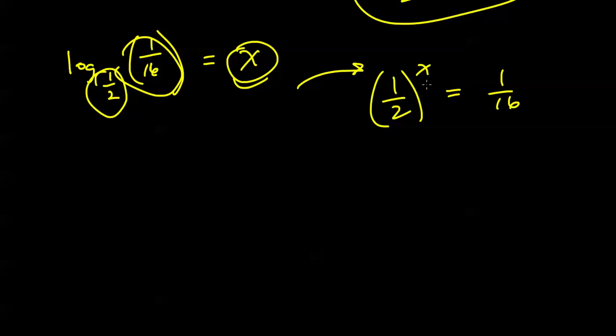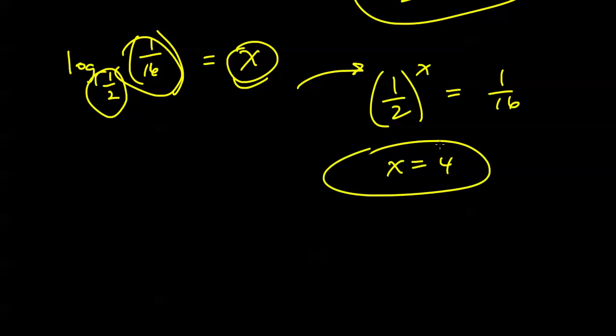Can you recognize the answer? Well, 2 to the 4th power is 16, so that would imply that 1/2 to the 4th power equals 1/16. I claim x equals 4 in this logarithmic equation.